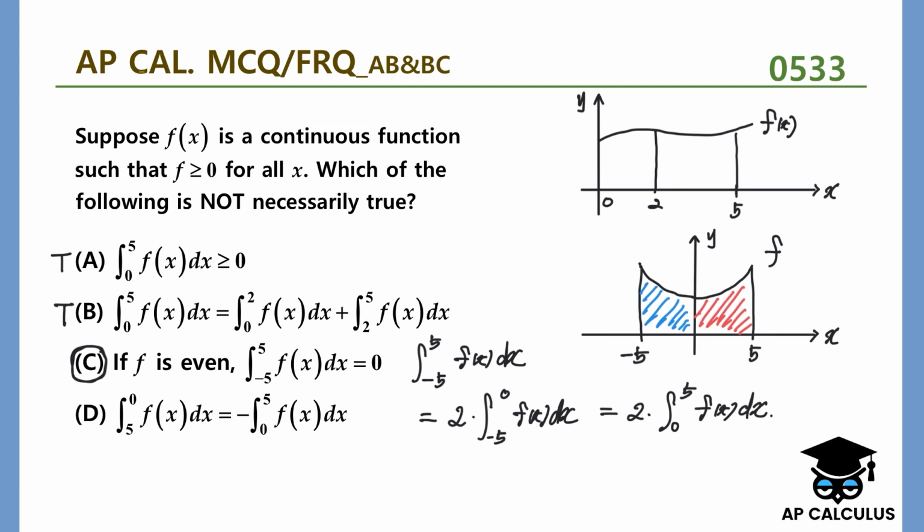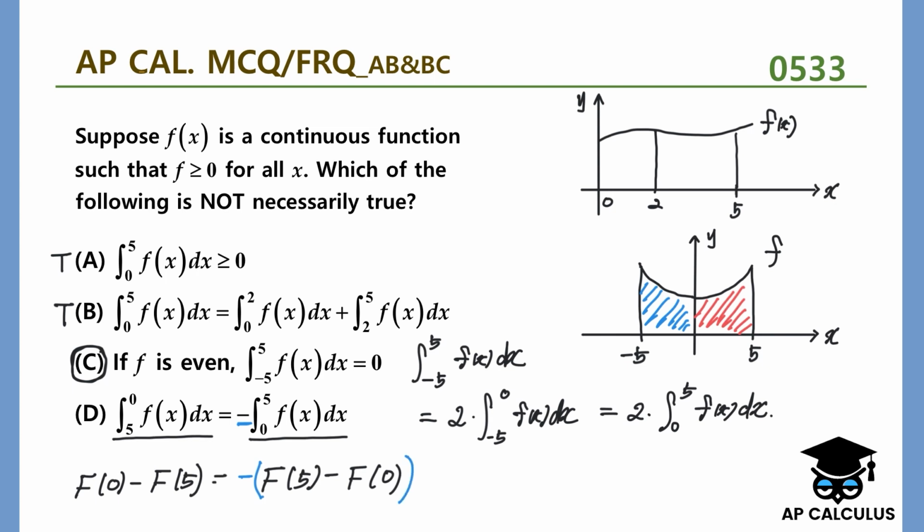Answer choice D. Integral from 5 to 0 of f of x dx is equal to negative integral from 0 to 5 of f of x dx. Okay, that is true because this definite integral can be written as antiderivative of f at 0 minus f of 5, and this definite integral can be written as antiderivative of f at 5 minus f of 0, right? So if we have a negative here, then these two expressions are equal to each other, right?